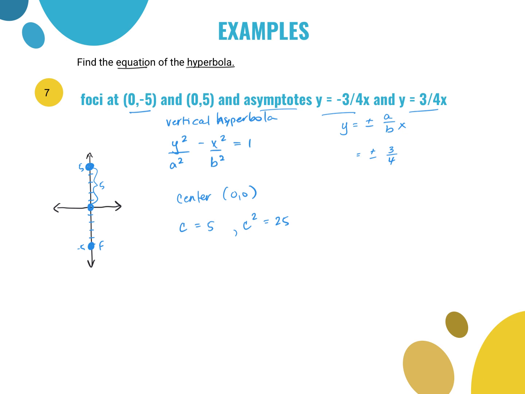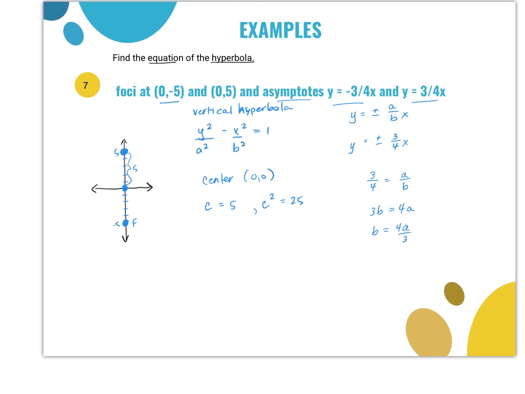So I know here that a could be 3 and b could be 4, but again, it could just be simplified down to 3 and 4. So remember, I know that 3 over 4 is going to equal a over b, and if I cross multiply, I know that 3b is going to equal 4a. So I could solve one for the other. I could divide both sides by 3, and I could get b equals 4a over 3, right?